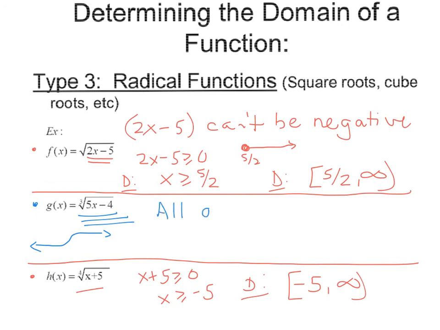odd roots, the domain is from negative infinity to infinity, or as we talked about in the first one, that would be all real numbers. And that's the domain of radical functions, simplest form, in a nutshell.